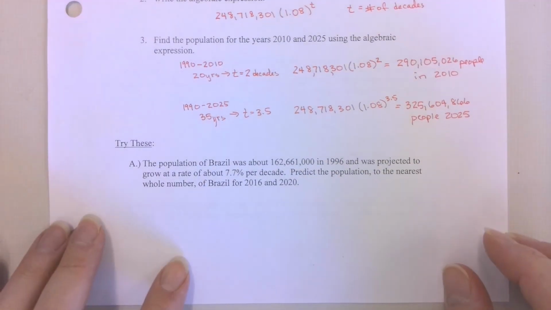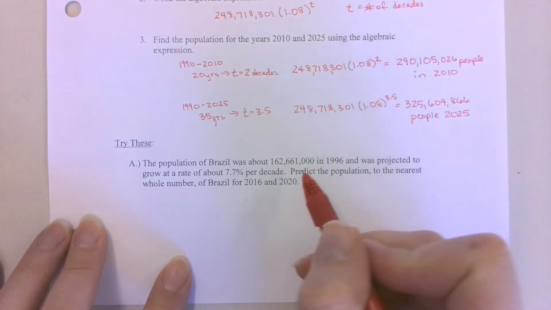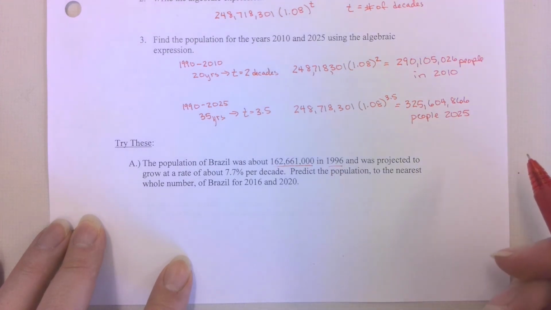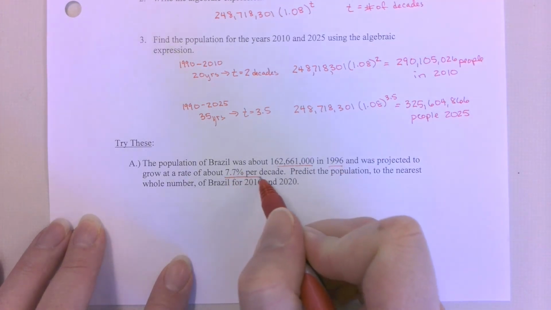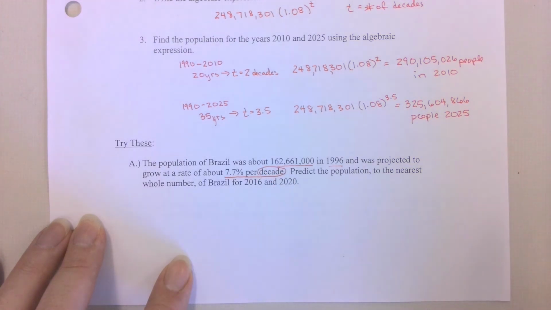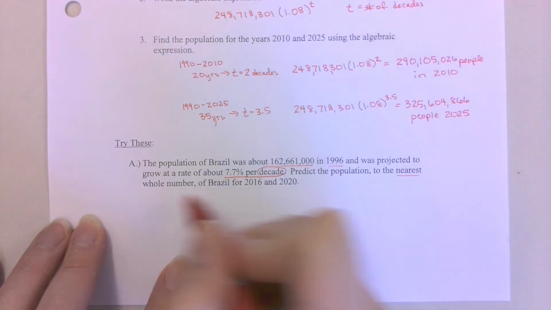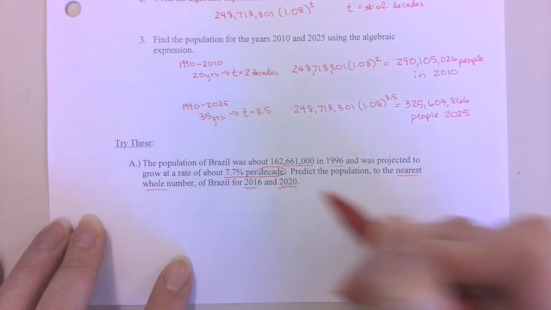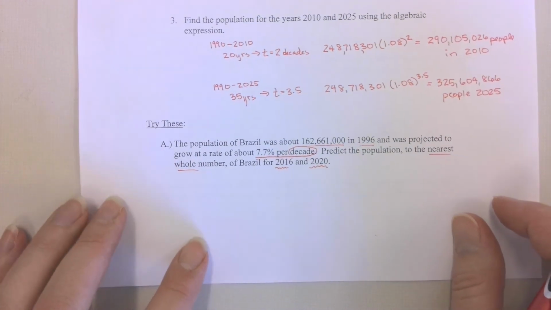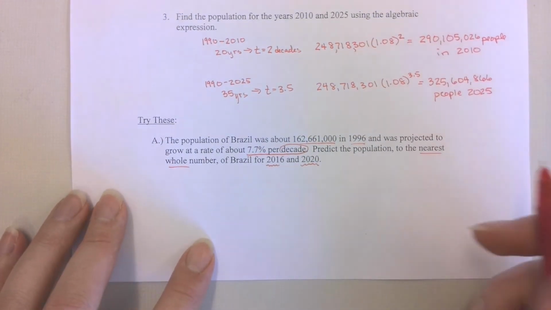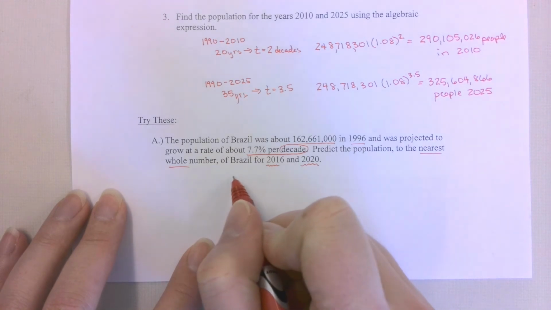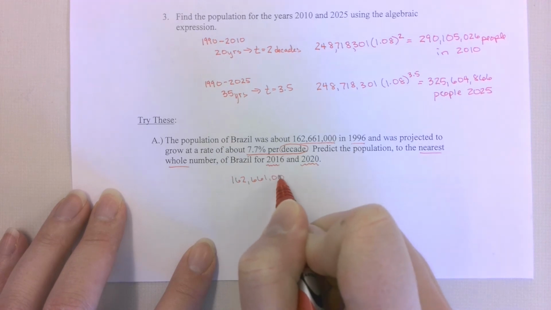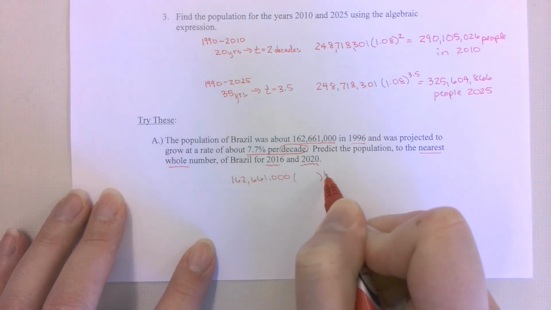Continuing on with a similar example, we have a problem about the population of Brazil. So here is our initial population, and that's in the year 1996. It's projected to grow at a rate of 7.7%, and again, it is per decade. We want to predict the population to the nearest whole number for Brazil in the years 2016 and 2020. So again, we want to build our exponential expression by taking our initial amount, 162,661,000 people. We need to find our multiplier to the power of time.